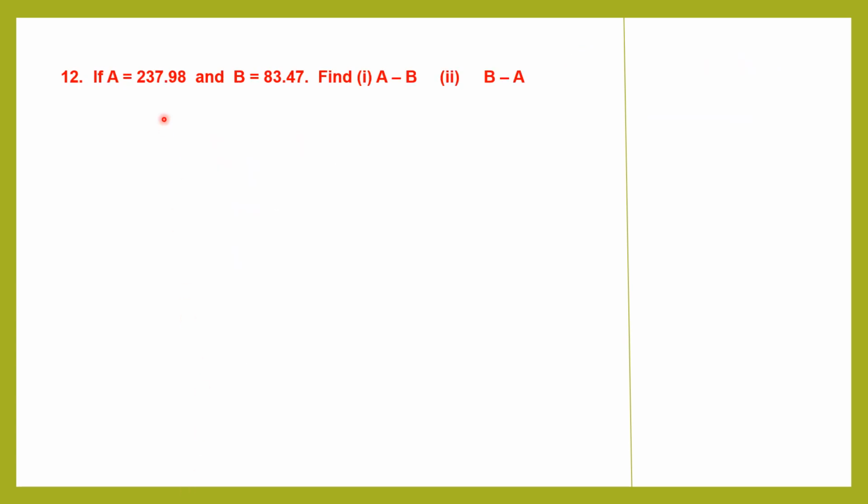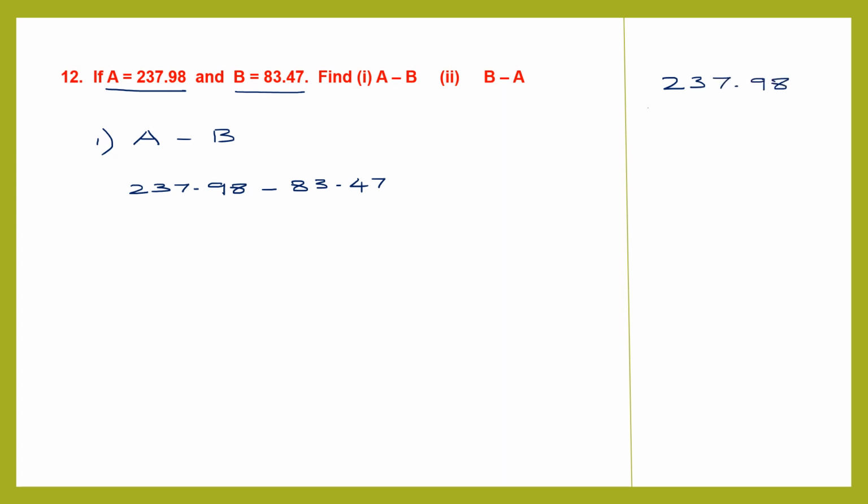Question 12. If A is equal to 237.98 and B is equal to 83.47, we have to find two answers. First one, find A minus B. Second, find B minus A. So let's begin with the first one. So the first one is A minus B. So A, we are going to substitute the value of A, which is 237.98 minus B, which is 83.47. So let's do the subtraction.